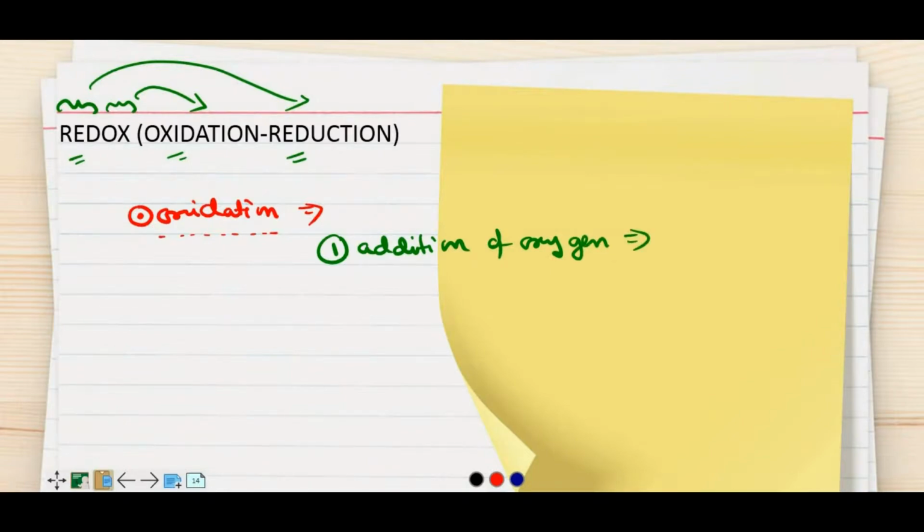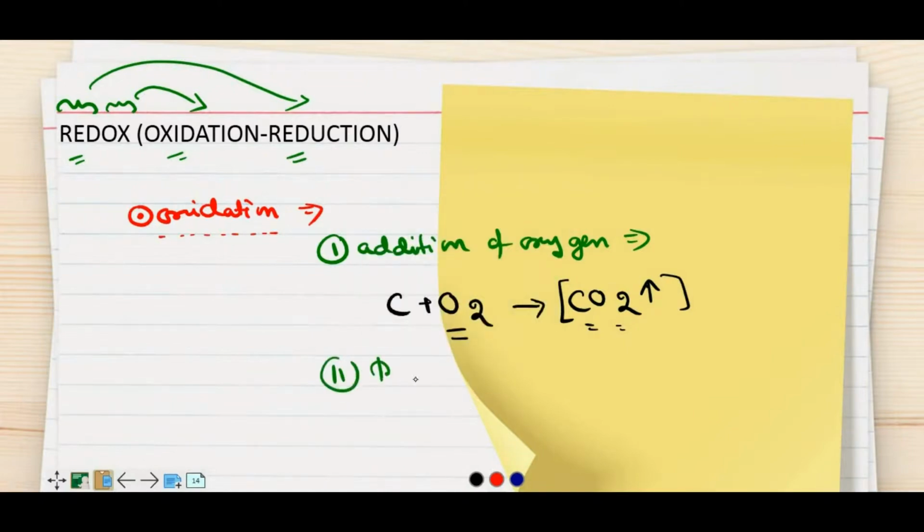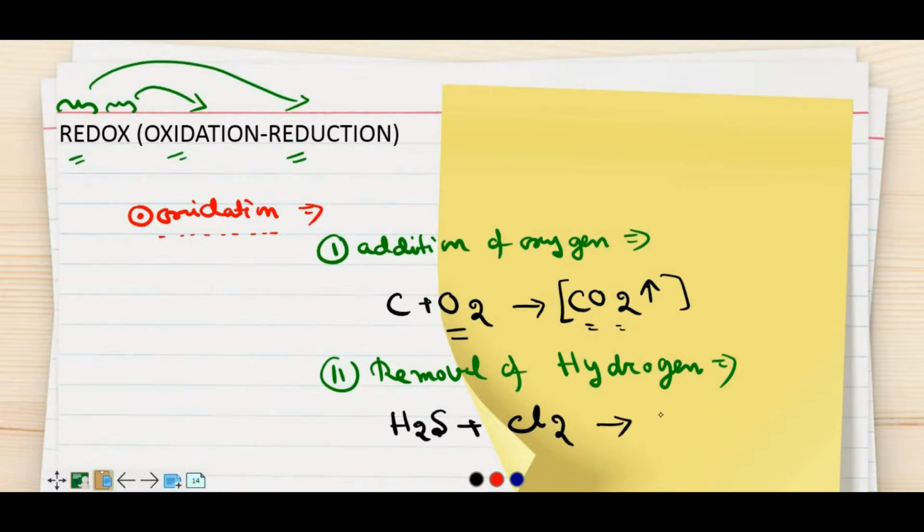This is a very usual reaction. Basically, if we burn carbon in the presence of oxygen, it becomes carbon dioxide, and it is obvious that oxygen is added to carbon and they form carbon dioxide. On the other hand, number two is the removal of hydrogen. How does it happen? If we pass hydrogen sulfide through chlorine, we will find that HCl and sulfur are prepared and the sulfur is precipitated. In such a reaction, hydrogen has been removed from H2S and sulfur is produced. So basically, hydrogen sulfide is oxidized.